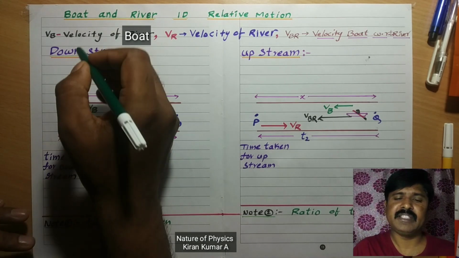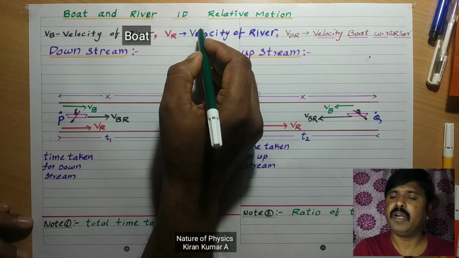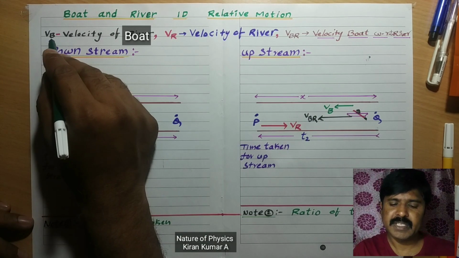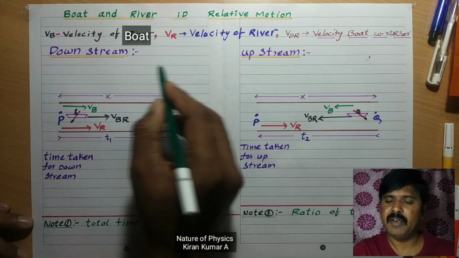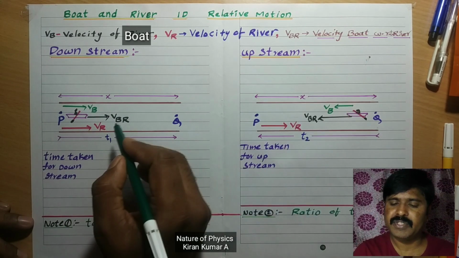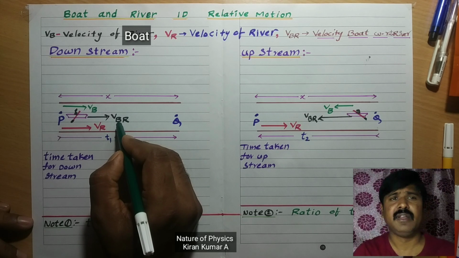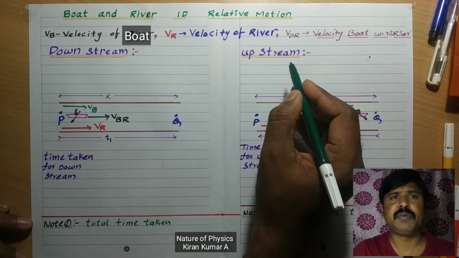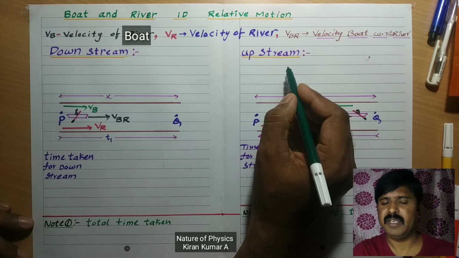Today's topic is boat and river, one-dimensional relative motion. Here, Vb is the velocity of boat, Vr is the velocity of river, and Vbr is the velocity of boat with respect to river. We are considering both downstream and upstream cases in the river.